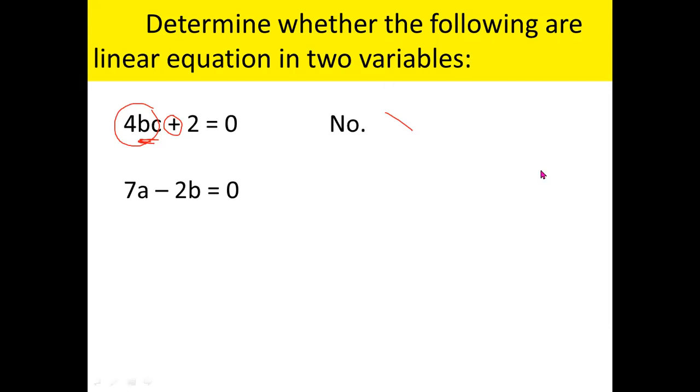All right, what about pi? Is that yes or no? Yes, okay, so that's a yes, correct. So 7a minus 2b equals 0 is a linear equation in two variables.